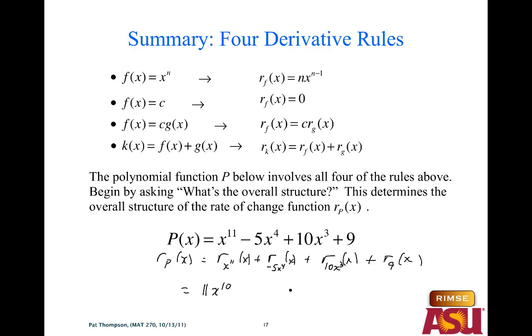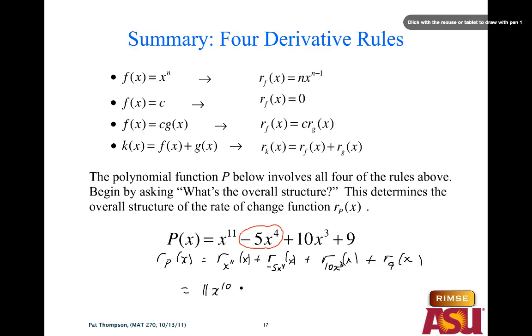This next one, negative 5x to the 4th. Is it rule 1, 2, 3, or 4? Is it 1 again? Negative 5x to the 4th. The overall structure of that is actually not number 1. It's only one of those rules in terms of its overall structure. It's 3. It's a constant times a function, and then that function is rule number 1, right?